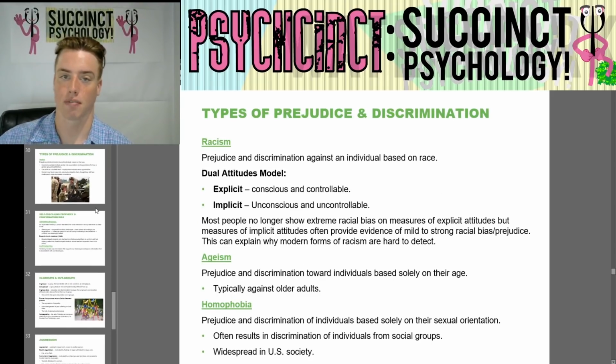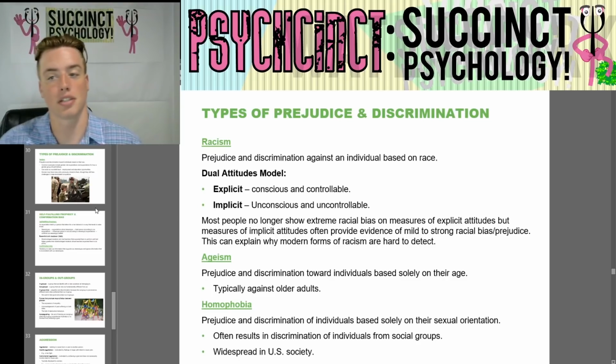So, types of prejudice and discrimination. Now, there's racism, which is prejudice and discrimination against an individual based on race. There's the dual attitudes model. Explicit means it's conscious and controllable, and implicit means it's unconscious and uncontrollable. Most people no longer show extreme racial bias on measures of explicit attitudes, but measures of implicit attitudes often provide evidence of mild to strong racial bias/prejudice. This can explain why modern forms of racism are hard to detect.